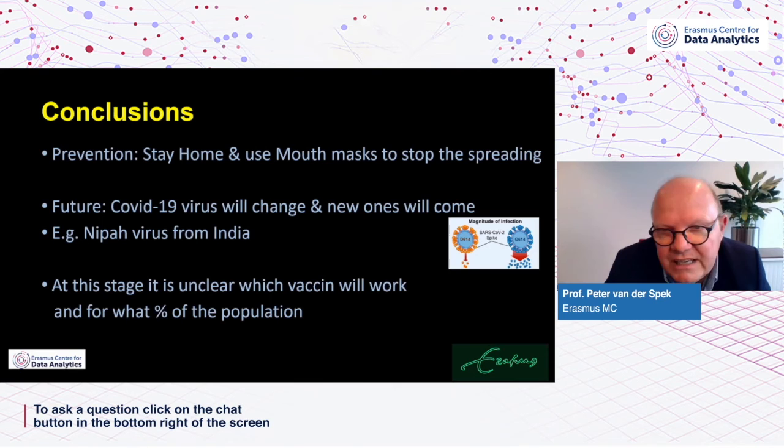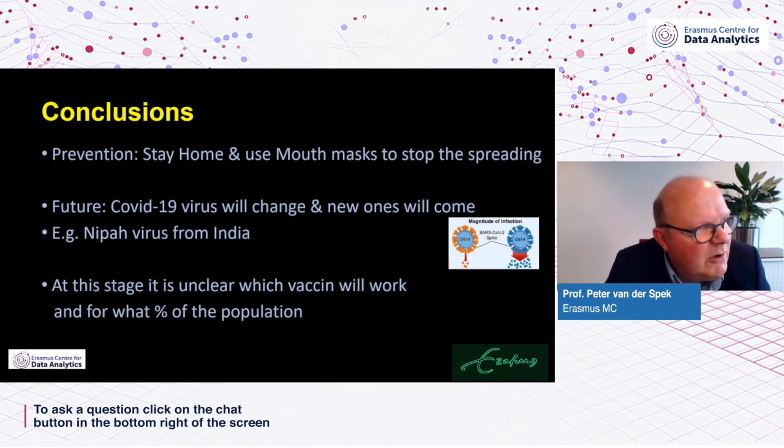So at this stage, of course, there's a lot of focus on the development of vaccines, but it's not clear which vaccine will work and also for what percentage of the population. It's very important to realize that there are a couple of leads with big pharma companies who are making vaccines.